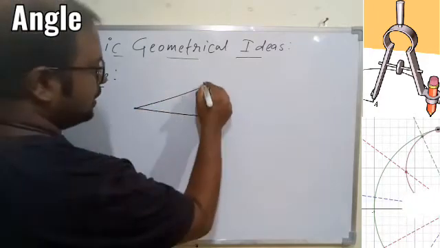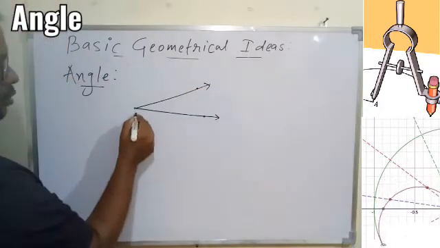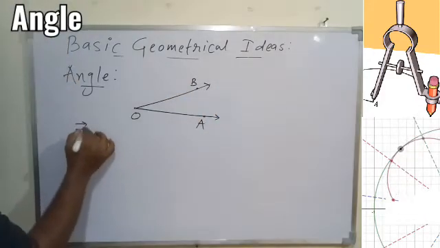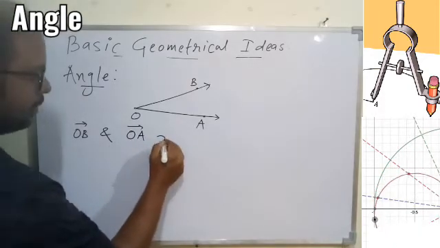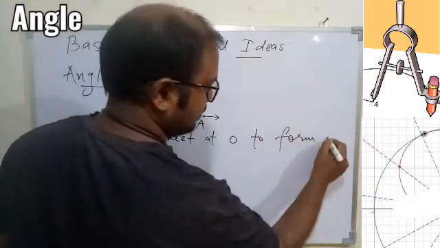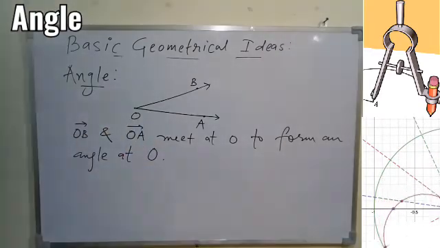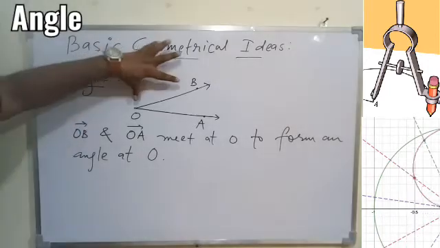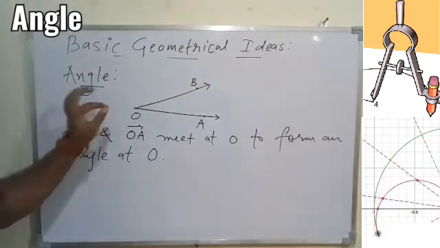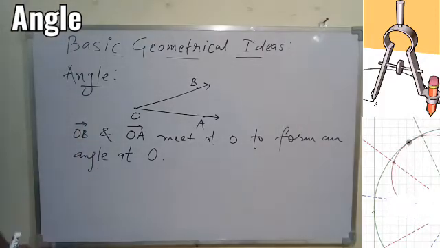So if we got the angle, okay, so there are two different rays now, OA and OB. So we can say OB and OA meet at O to form an angle at O. So let's understand this. Here OB and OA meet together at point O, and wherever they meet, the angle is formed there only. So we can say one angle is formed at point O because of these two rays, OA and OB.